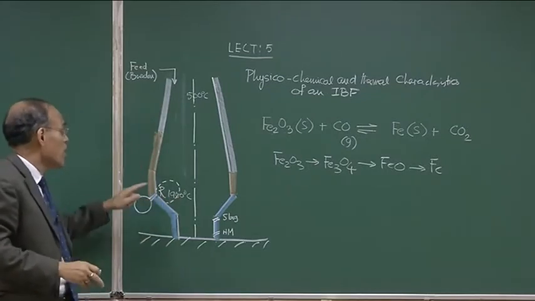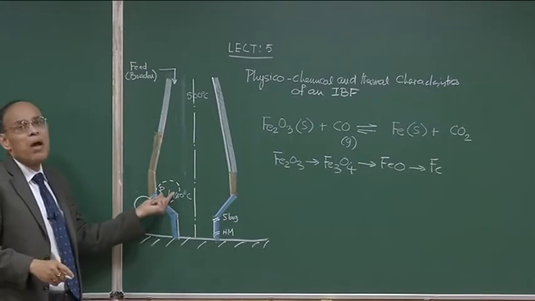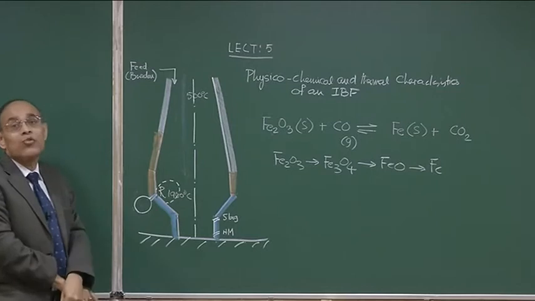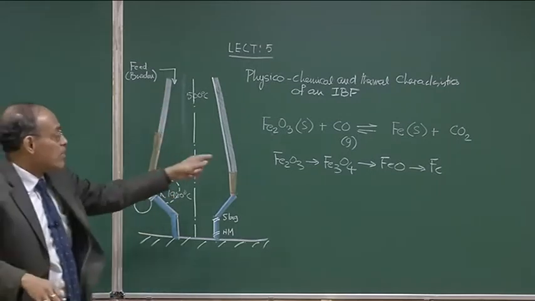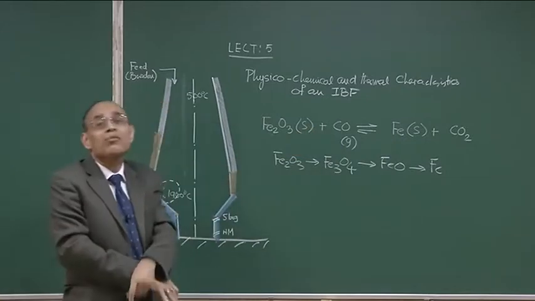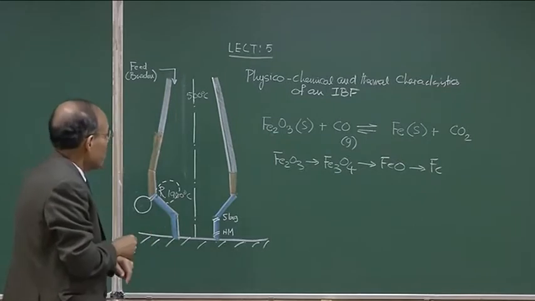So, at high temperature, if you measure the concentration, the gas phase will be 100% CO near the tuyere zone itself, but as it rises up, the reaction will take place, and the proportion of carbon monoxide and carbon dioxide in the rising gas column is going to change.